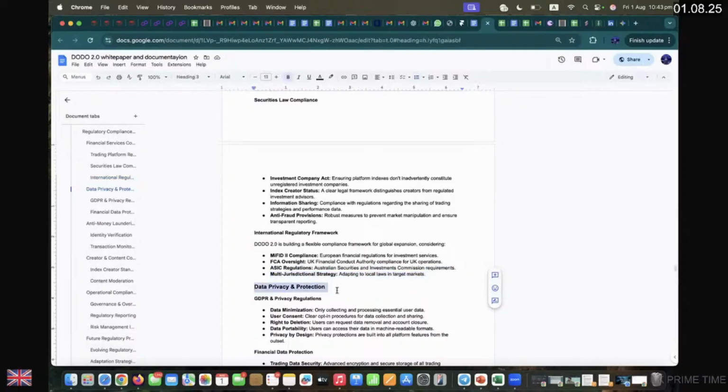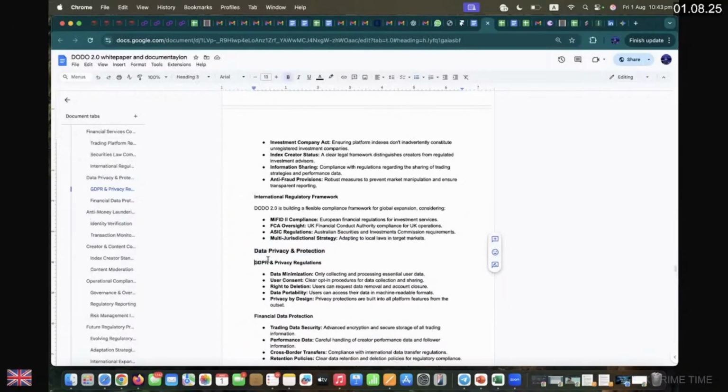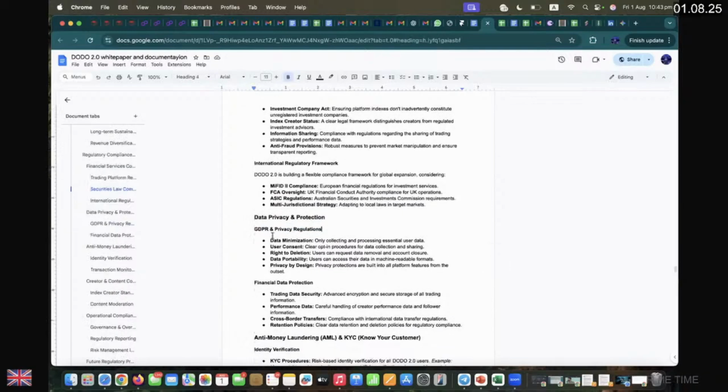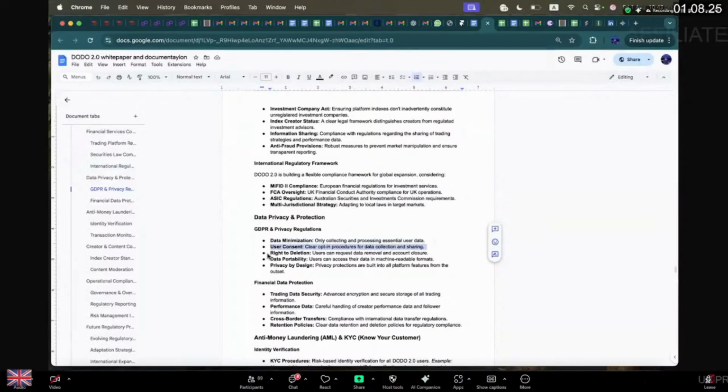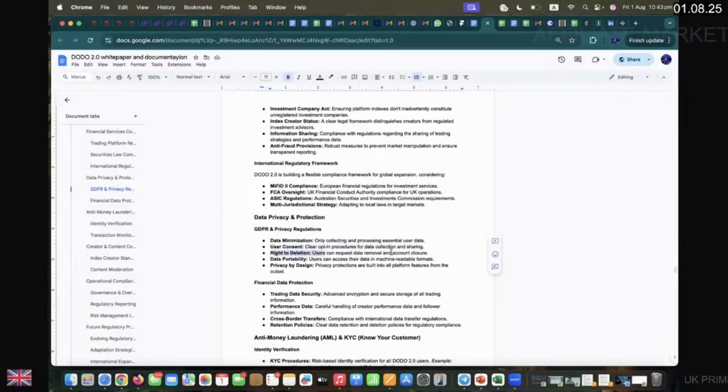Data privacy and protection: GDPR and privacy regulations. Data minimization: only collecting and processing essential user data. User consent: a clear opt-in feature, a procedure for data collection and sharing. Right to deletion: users can request data removal and account closure. Data portability: users can access their data in machine-readable formats. Privacy by design: privacy protections are built into all platform features from the outset.